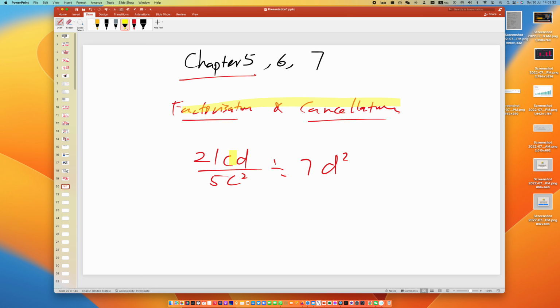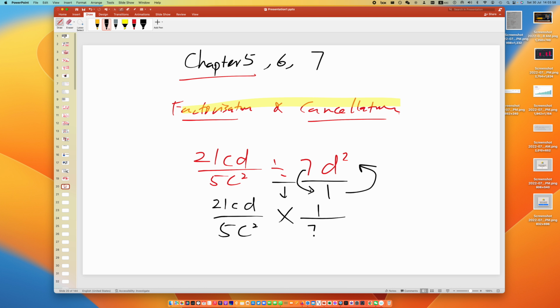Factorization is about splitting of elements. What do I mean by that? This is a divide, so when you see divide, you need to change it to times first. You can also see 7D squared as 7D squared over 1. If you change to times, you flip it up and down, so the 1 goes up and this one comes down. That's the first step: divide, change to times, flip it.